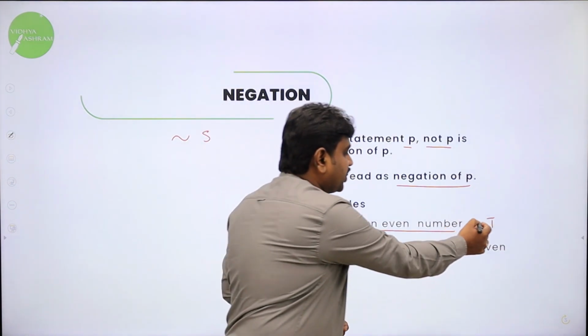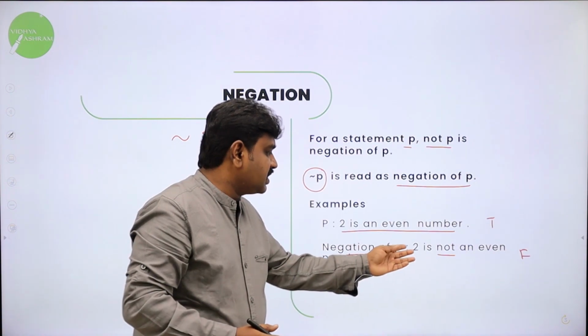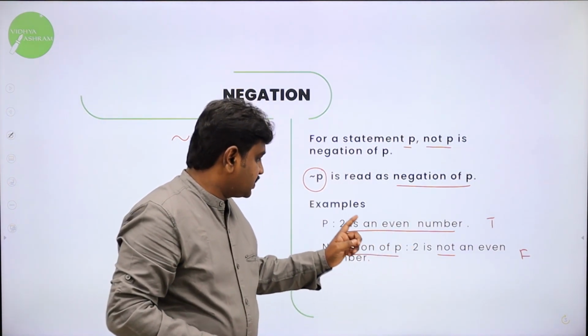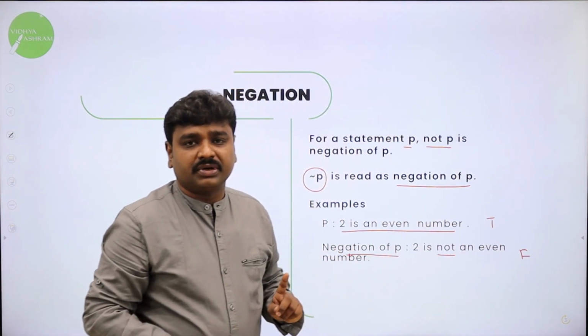After you negate, true becomes false. 2 is not an even number, all of you know it's false. But this is negation. For the statement 2 is an even number, negation P is 2 is not an even number.